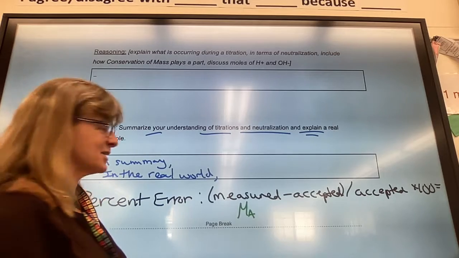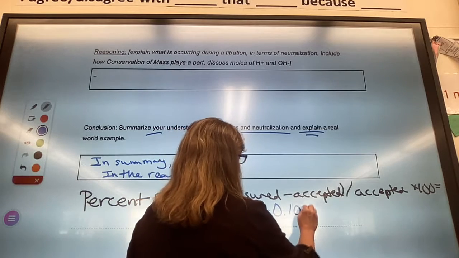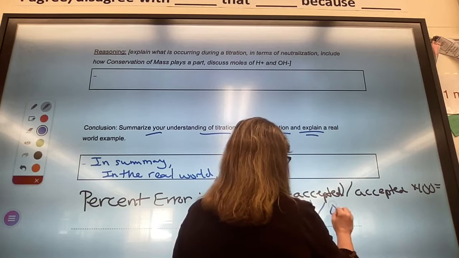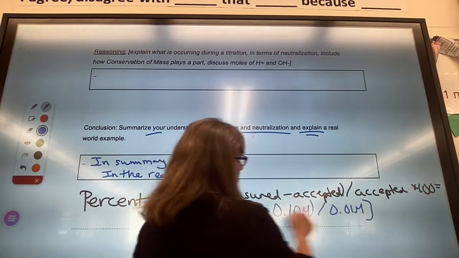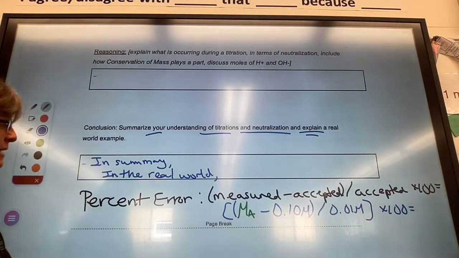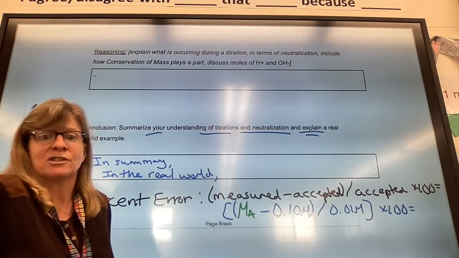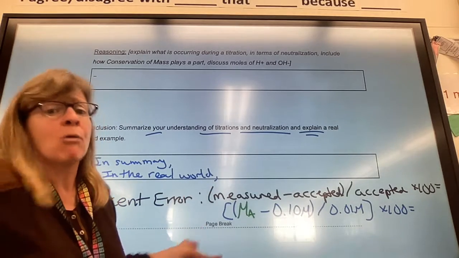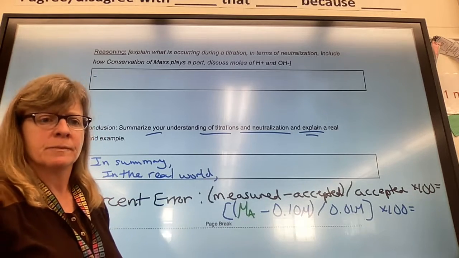And then here's the real answer. The real answer was 0.10 molar. That's the accepted value. And make sure you're using parentheses and you're multiplying by 100 to turn it into percent. So let's see at the end here how close you were. How good was your titration skills? Okay? If you have a negative number, that's fine. It means you were below the real answer. If you have a positive number, it means you were above the real answer.